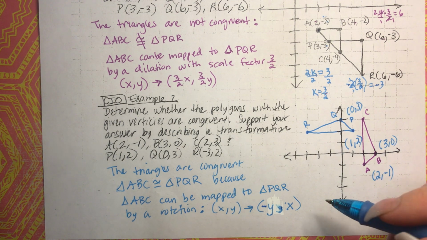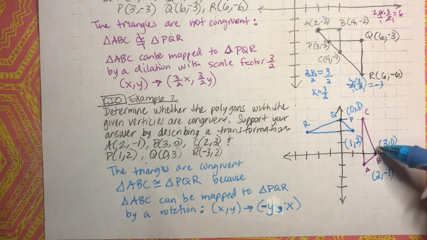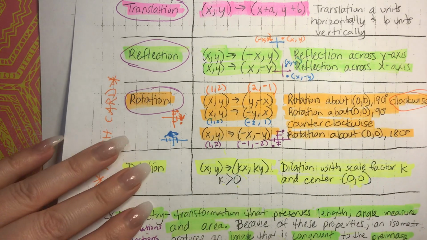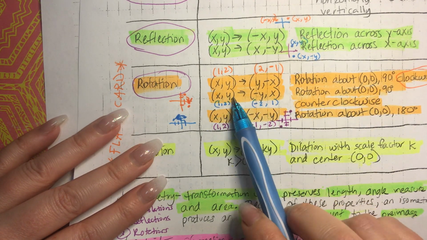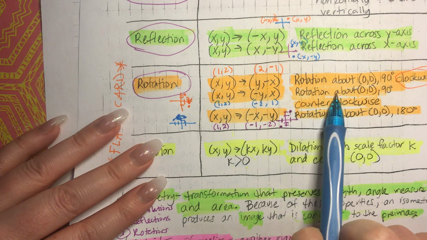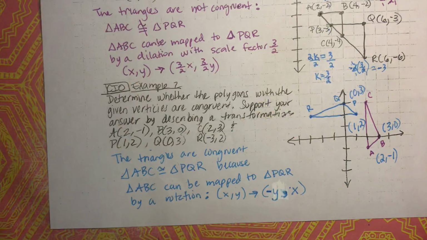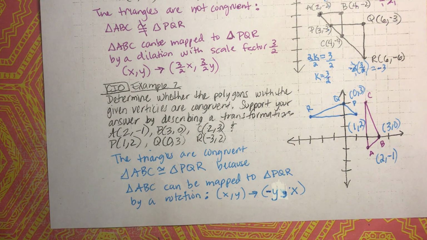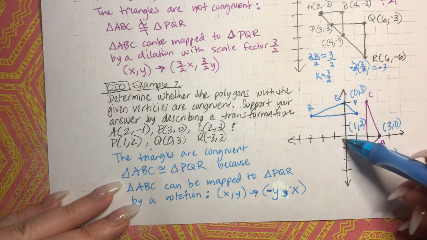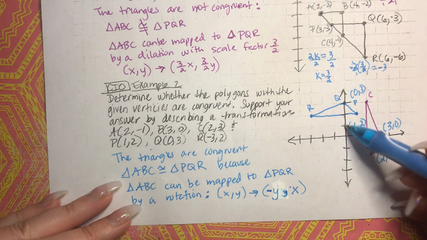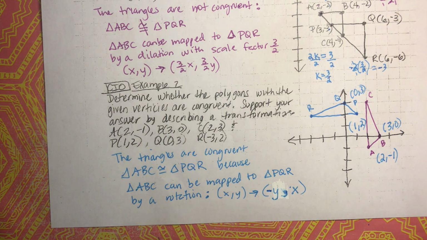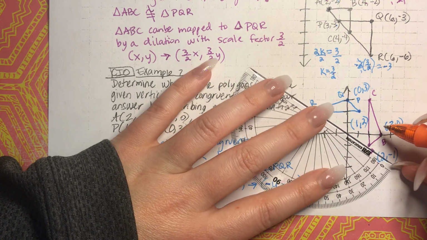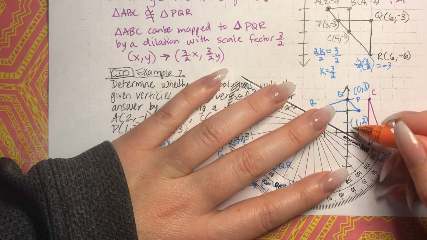Okay? And if we remember, this is moving counterclockwise, and our rule says (x, y) becomes (-y, x). That's a rotation about (0, 0), a 90 degree counterclockwise rotation. And that's the rule. And you can really see that 90 degrees. You can see it here with B and Q because there's a 90-degree angle when you connect it to the origin.